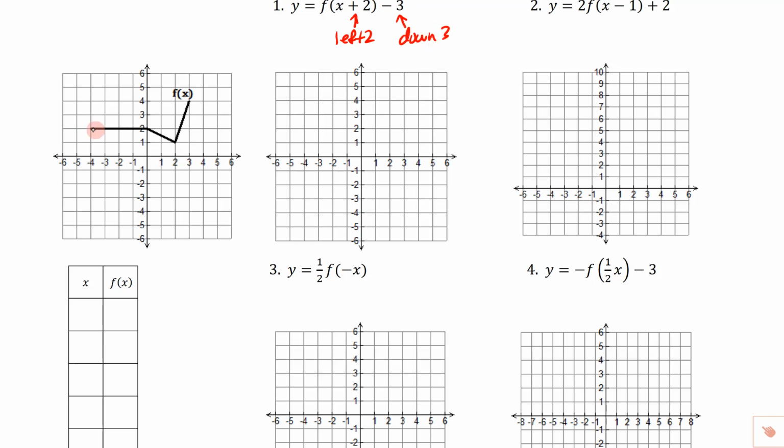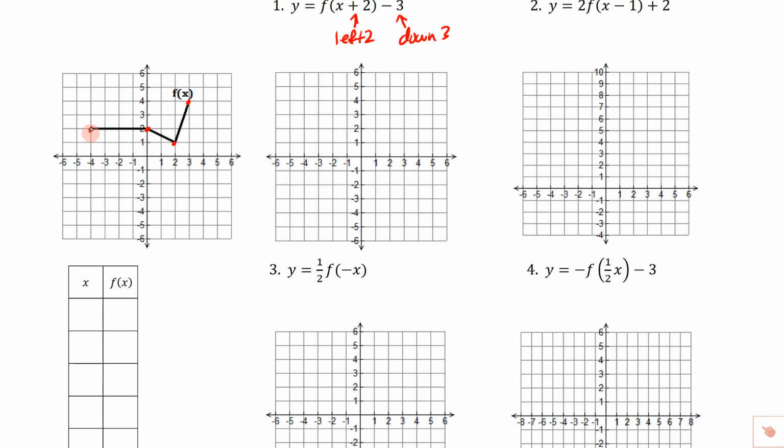Now, we could go through and we could take every one of these 4 key points. There's only 4 key points on this one right here. And we could take them and we could move them around. But I'm going to do something that's a little bit different. I'm going to take each one of these points and I'm going to perform these transformations coordinate by coordinate. I'm going to change the x coordinate and the y coordinate and see if this works out with what we'd get if we were to graph this.